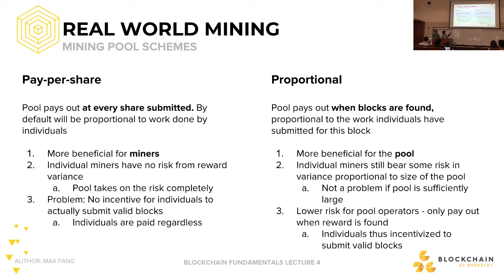Something to note about the two differences between the two payment methods is that one is optimal for miners and one is optimal for the pool. Because in a pay-per-share model, you are paid as a miner for every share you submit. But if your pool doesn't win that round or that block, you're still paid. So the pool has to take on the debt until they actually solve the block. But with proportional sharing, you only get paid when your pool finds it. So if your pool is also very small in the network, your rewards will also not be distributed that well.